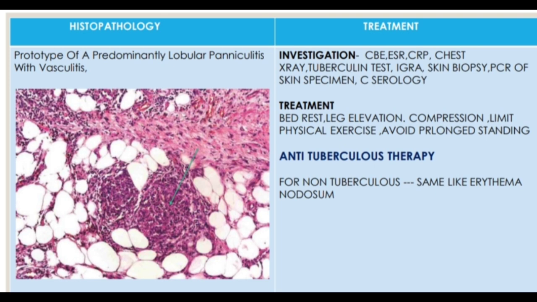Investigations of this case include CBC, ESR, CRP, chest X-ray, tuberculin test, IGRA, skin biopsy, PCR of the skin specimen, and hepatitis C serology. Treatment includes bed rest, as with erythema nodosum, leg elevation, compression therapy, limiting physical exercise, and avoiding prolonged standing. For tuberculosis-related cases, anti-tuberculosis therapy should be given for the full course. Non-tuberculous cases are treated as in erythema nodosum.